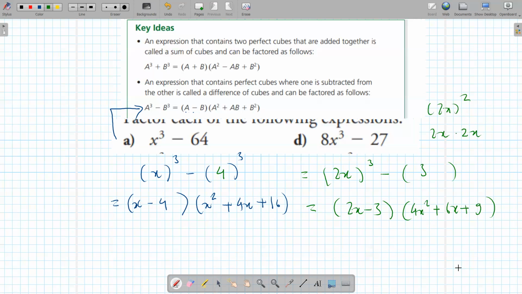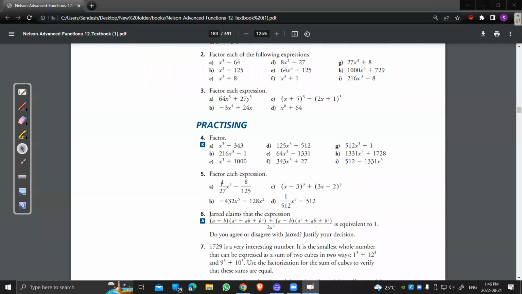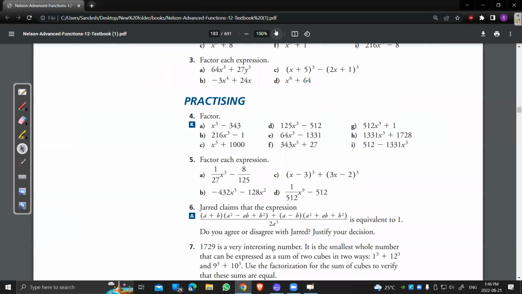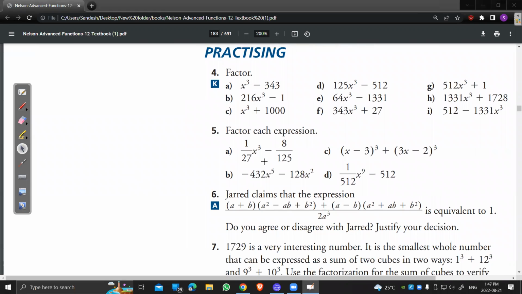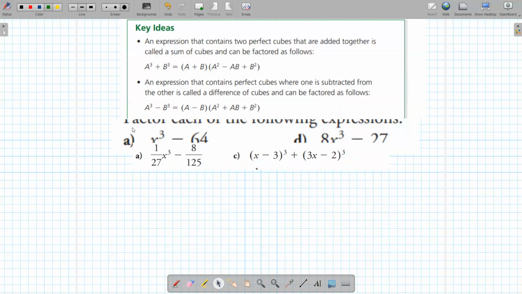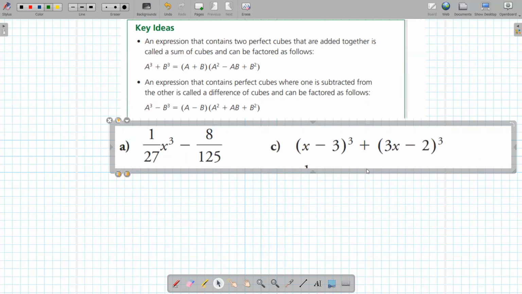Okay. It's not that hard. It's just a little bit of getting used to. All right, let's do a very difficult one. I'm going to do both of these guys. What is the cube root of 1 over 27x cubed?